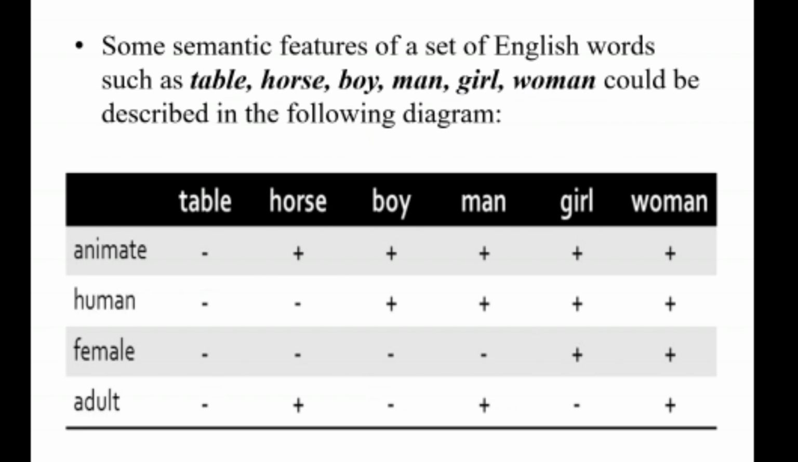Yes, then we put plus. Is it human? No, minus. Then is it female? No, then we put minus. Is it adult? Yes, we put plus because the baby of the horse is called foal or pony. And so on and so forth. For example, let's say the man is animate, then plus; human, plus; female, no, then minus; then it's adult, then we put plus.